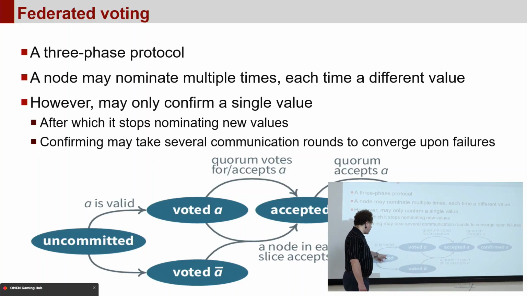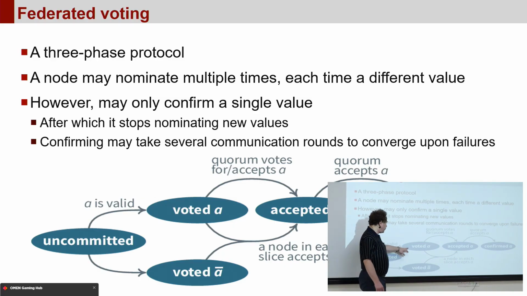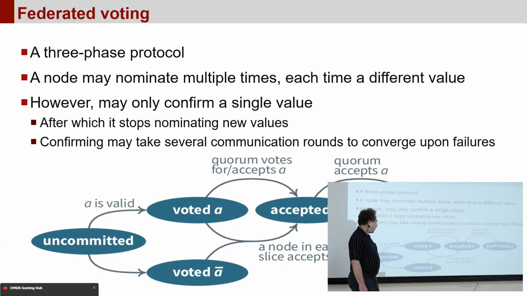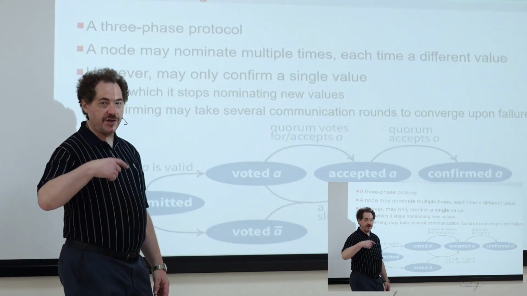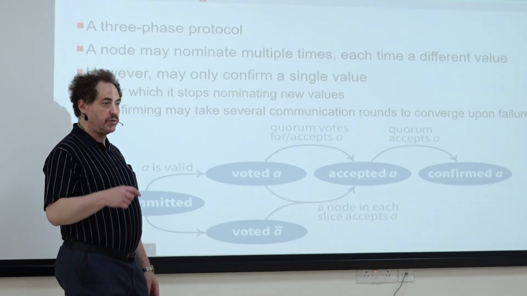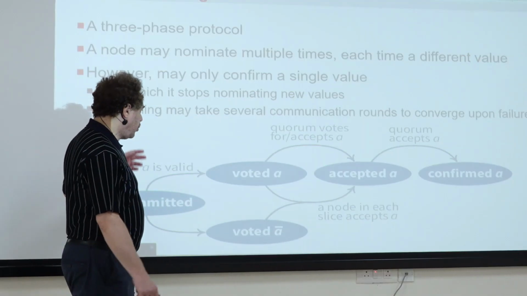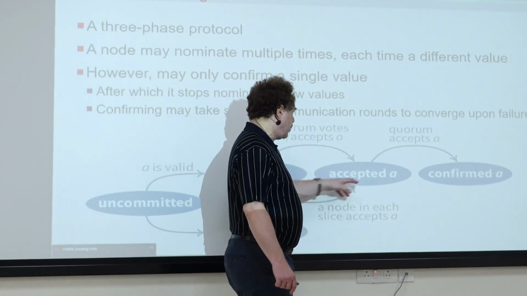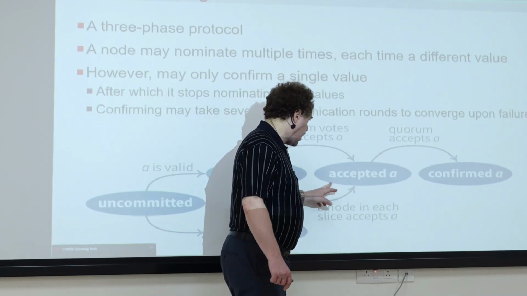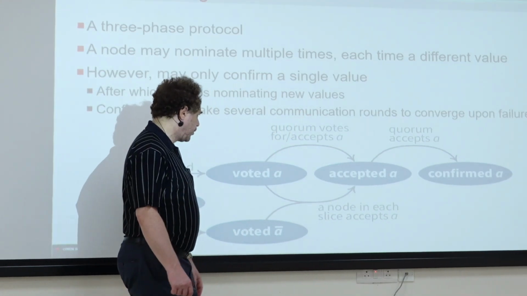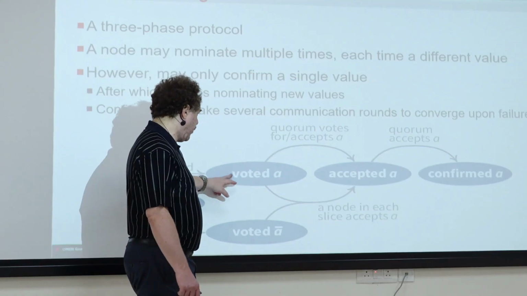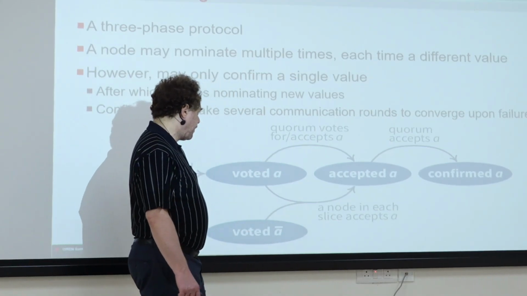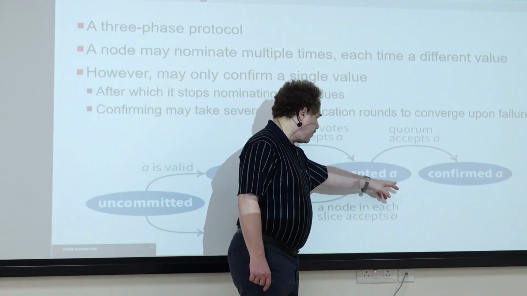So initially the node is uncommitted, and then the node would be voting for two different values. And then there would be an exchange with the other nodes, and based on the exchange, the node would see which value is the majority and commit to that value by accepting the value. So it may vote for A and A tag, but it would only accept A.